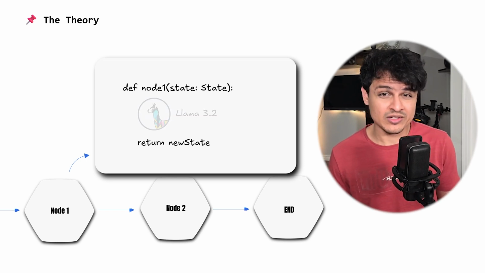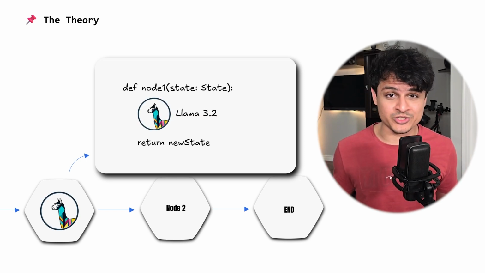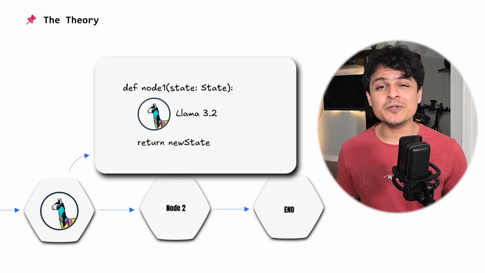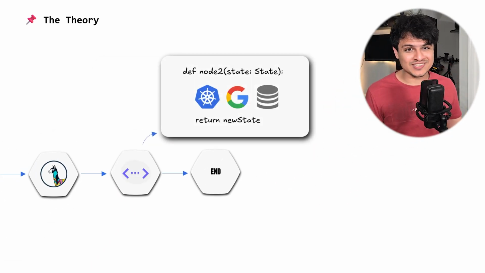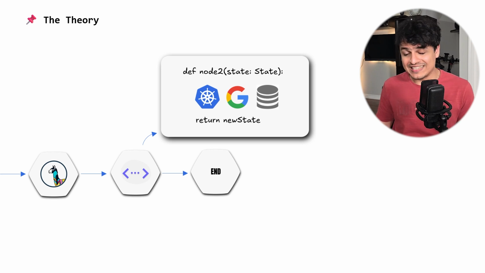OpenAI? Really? We use local LLMs here. That's right, Llama 3.2 all the way. Okay, so you can make an LLM call in these functions, but you can also call an external system like Kubernetes. The point is that each node is just a function.